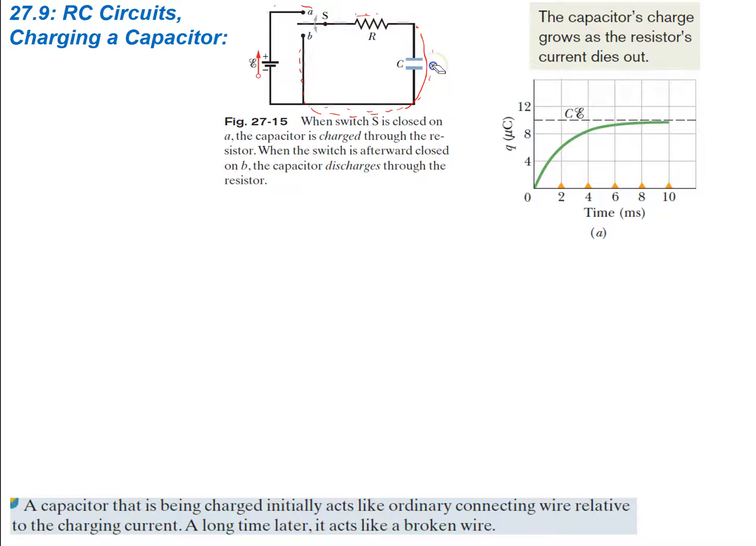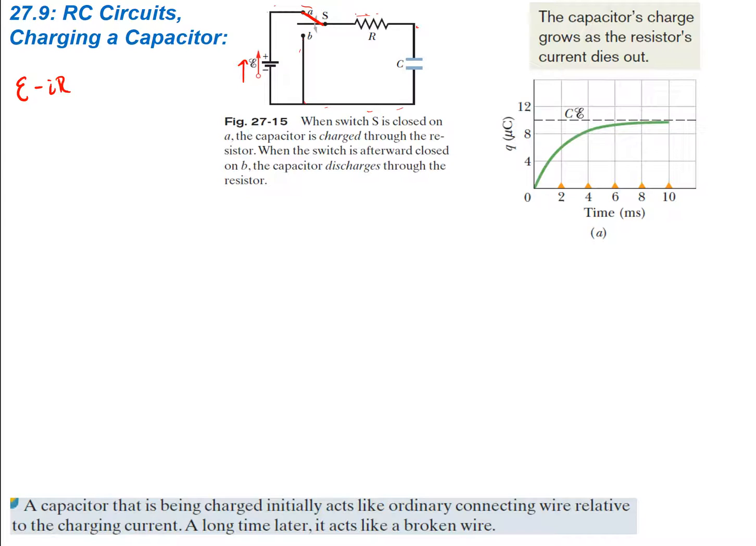All right, so let's first start with the loop rule. We're going to start with the charging up of the capacitor. So we're going to assume that it's connected here at A, and we're going to do a loop around. If we start over here at the EMF source and go up, we're going to have a positive EMF. Then we hit the resistor, so that's going to be negative, since we'll say the current is also going in that direction.